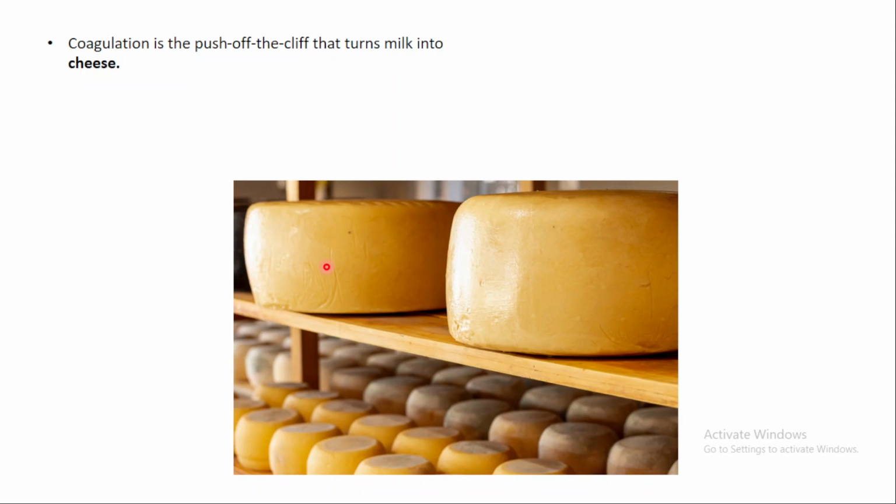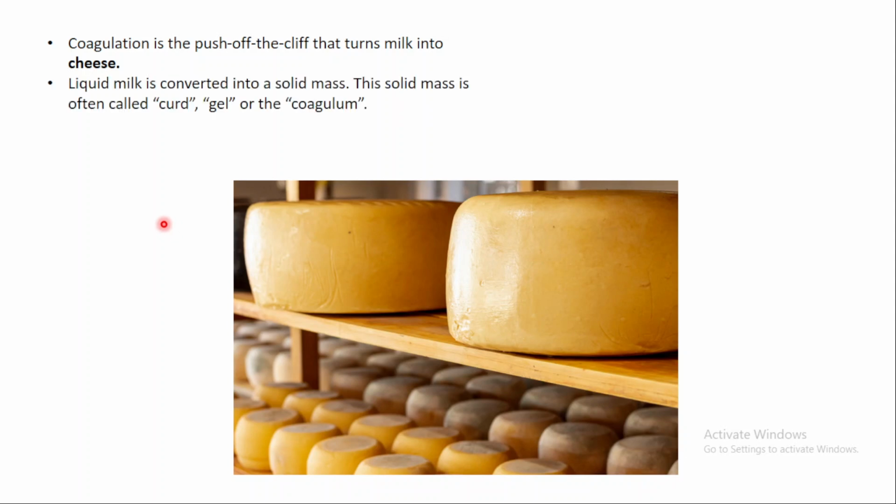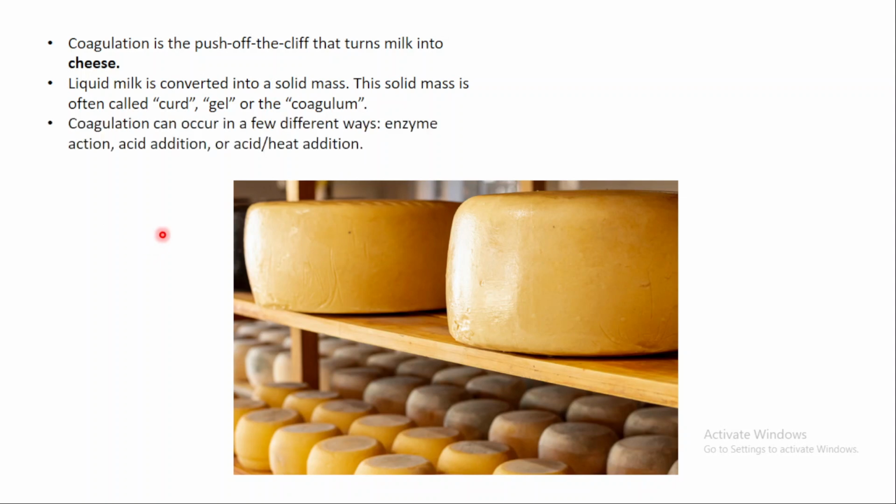The pizzas that we eat are loaded with this kind of cheese, which is all possible due to the process of milk clotting using protease enzymes. Liquid milk is converted into a solid mass. The solid mass is often called curd, gel, or the coagulum. The curd will be used as a coagulum or for inoculation for making processed cheese. Coagulation can occur in a few different ways: enzyme action, or acid or heat addition. Enzyme action uses proteolytic enzymes like renin to cleave the casein protein that we saw in milk clotting. All these processes are used majorly in the dairy and cheese industry.